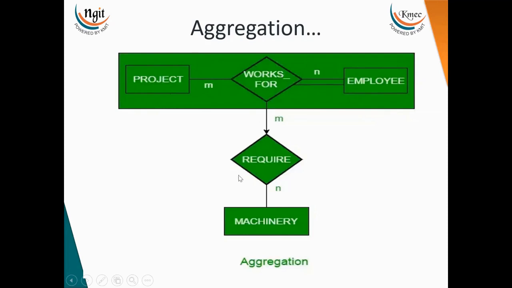Now we have another relationship called requires. Assume that an employee requires some machinery to complete the project. In that case, we require a relationship which connects with the other relationship, and hence with the help of the tools or machines given to the employee, he may be able to complete his project. So assume that machinery is another entity, and it has a relationship with the relationship existing between the employee and the project. And this kind of representation is known as aggregation.